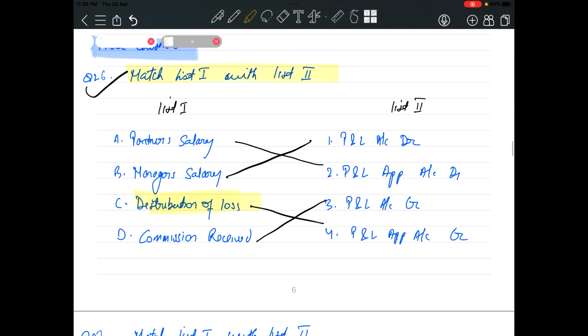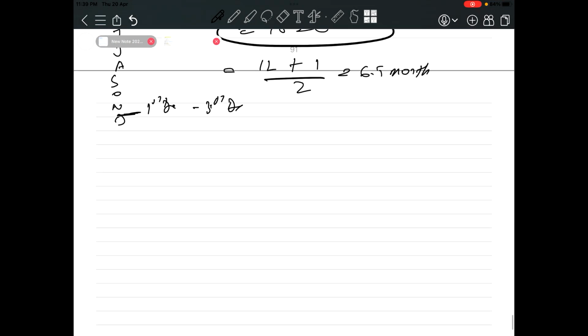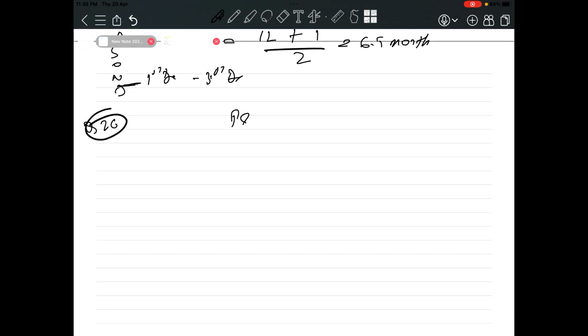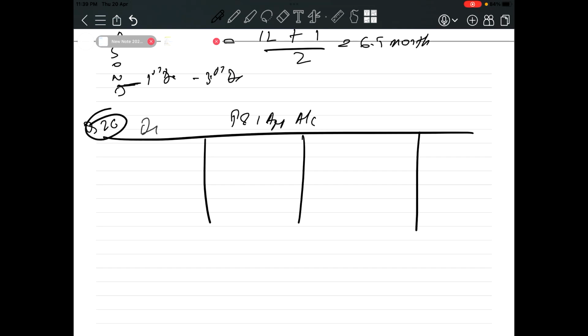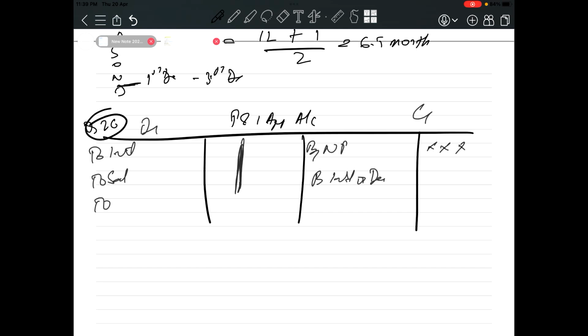Distribution of loss. So let's try to understand this. Let's prepare the P&L appropriation account for question number 26. So when we prepare the P&L appropriation account, this is the debit side and this is the credit side, right? So here will be net profit transferred from the P&L account. Now you will pay interest to the partners, you will pay salary to the partners, you will pay commission, you will pay other things to the partners, you will get interest on drawings, right? Now in which case will there be a loss? If this debit side is more than the credit side.